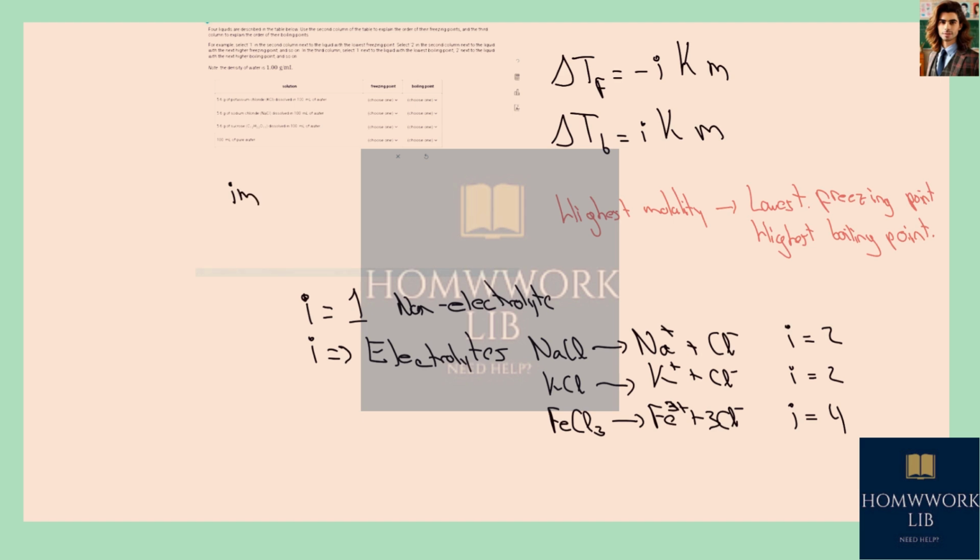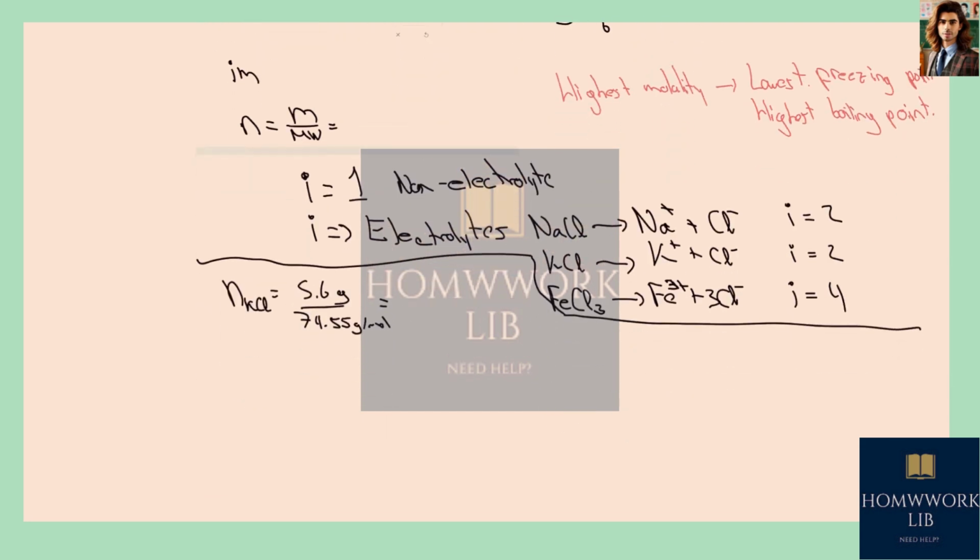So in the first case of potassium chloride, remember that the amount of mole is equal to the mass divided by the molecular weight. So for potassium chloride, we're going to get 5.6 grams divided by 74.55 grams per mole. Let me put it over here in a different box below the explanation. So the amount of mole would be 0.075 mole of potassium chloride.